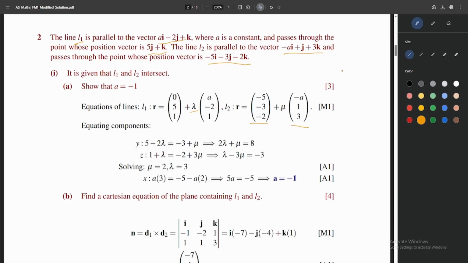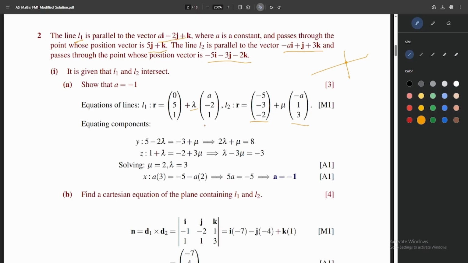Then, since it is given that L1 and L2 intersect, that means they're equal at one point. So these are two lines and they meet at one point. So the x, y, z coordinates should be equal for both of these equations. So what do we do using this information? We simply equate them. So 0 plus a lambda is equal to minus 5 plus, let's just put, minus a mu. So we're equating this line with this line, and we'll do the same thing for two more components. So another one here equals this, and that way we'll have two equations.